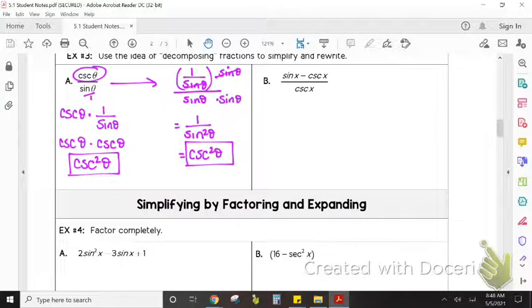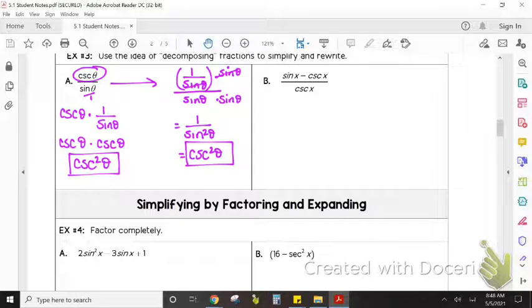So either way, we got the same answer. It's just which way do you see it? All right, on B. Now on B, we possibly could work out this numerator, okay? We could subtract them and make them one fraction so that it looks like what we did on the second part of A there, okay? And be able to work it out from there.